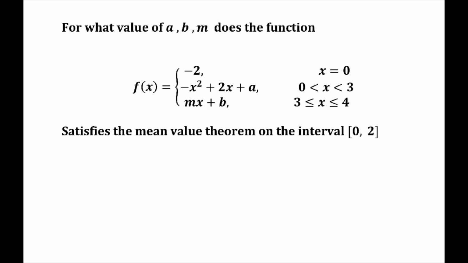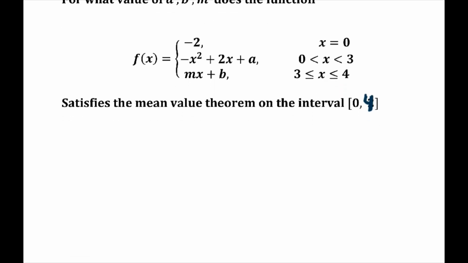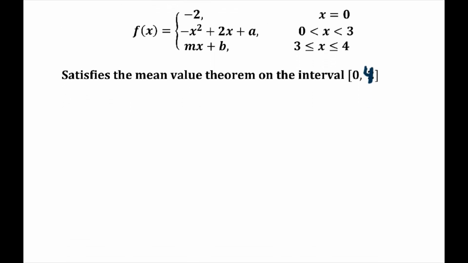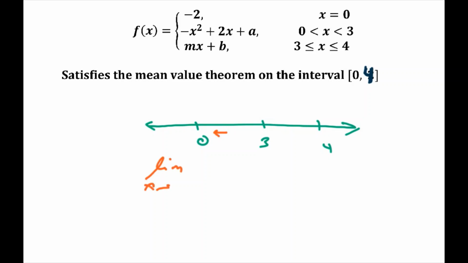In this question here, we need to find the values a, b, and m in which the function satisfies the mean value theorem from 0 to 4, not to 2. By mistake, sorry, that's 4. So let's try to think about this question. What does it mean to satisfy the mean value theorem? It means that the function is continuous and differentiable. Continuous means from the 0 side, the limit as x approaches 0 from the right side should equal f(0).